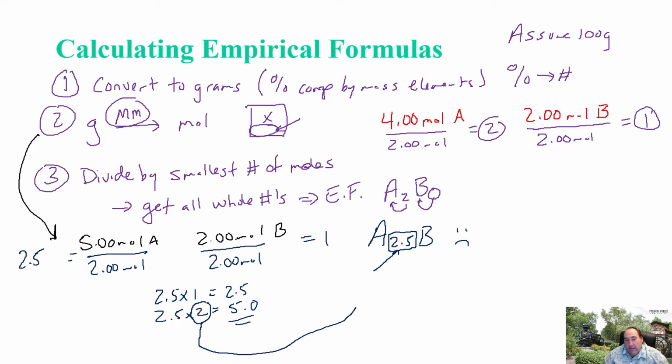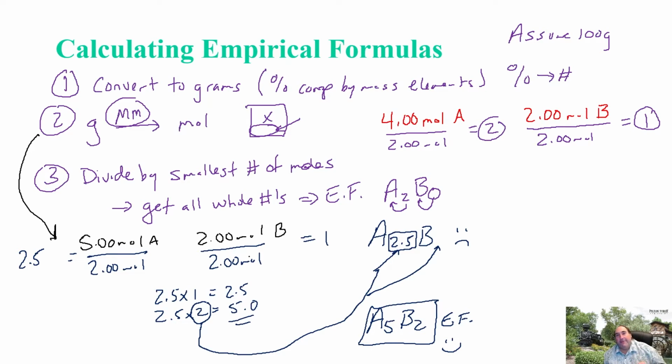So what we need to do is multiply by the factor, which is a 2, to that number and also this guy. So not just the one that's not a whole number, we actually multiply both of them by that factor. That would give us the proper empirical formula, A5B2. And that would be our proper empirical formula. Happy face, because that is a whole number.